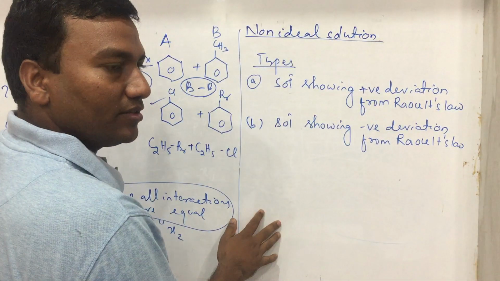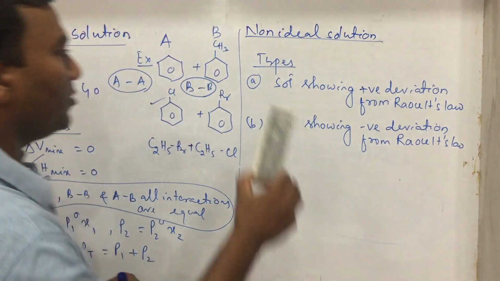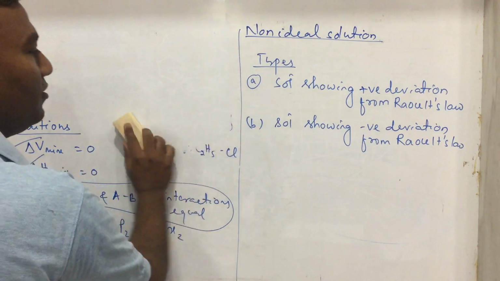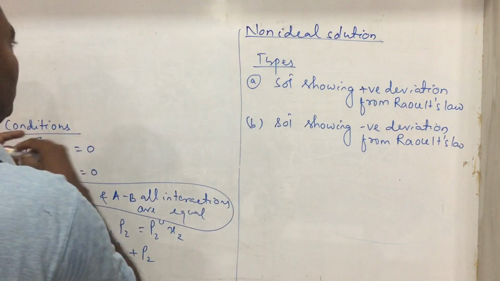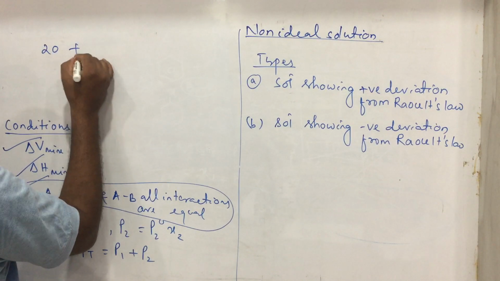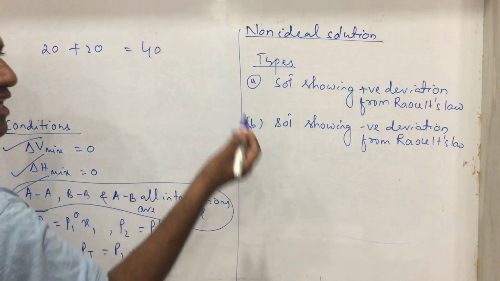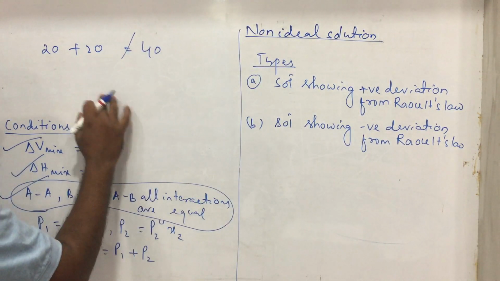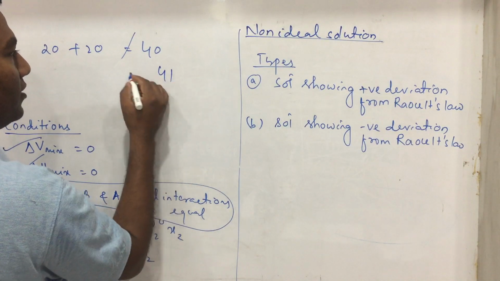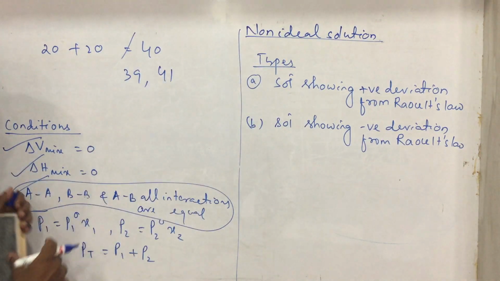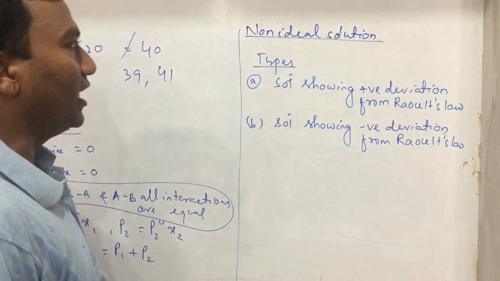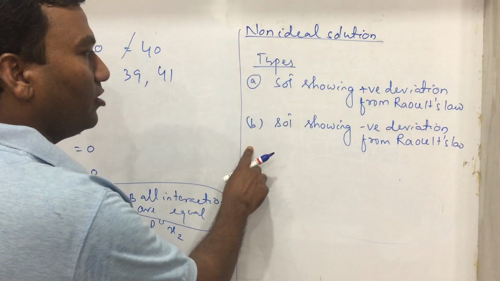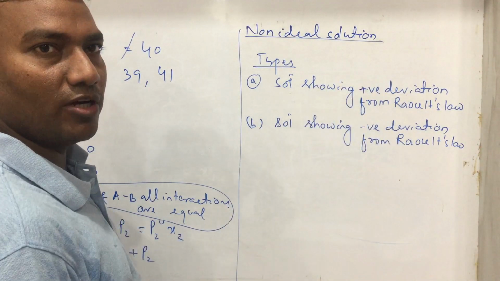Similarly, a non-ideal solution means the solution which does not obey Raoult's law over the entire range of concentration and temperature. This is called a non-ideal solution. So you see, I first told you, suppose you take 20 plus 20, if it is 40, it is ideal. If it is not 40, then it is non-ideal. So two possibilities will come: either it is 41 or it is 39. So that's why non-ideal solutions are of two types. One is a solution showing positive deviation from Raoult's law, and another is a solution showing negative deviation from Raoult's law.